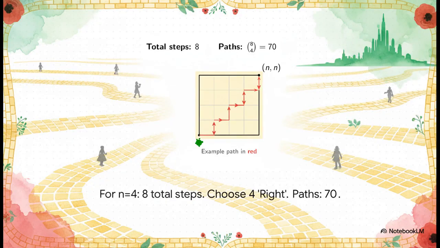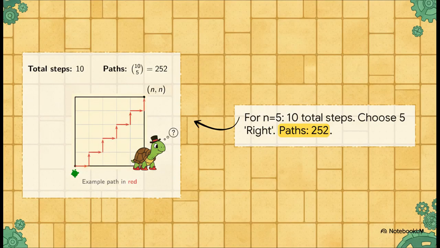How about a 4x4 grid? Now our turtle has to take 8 total steps. We're choosing 4 right moves out of those 8, and the number of paths just explodes to 70. You can start to see how trying to count these by hand would be, well, pretty much impossible at this point. And finally, let's do a 5x5 grid. We're looking at 10 total steps, and we need to choose 5 of them to be right moves. You ready for this? The number of possible paths for our little turtle is a staggering 252.